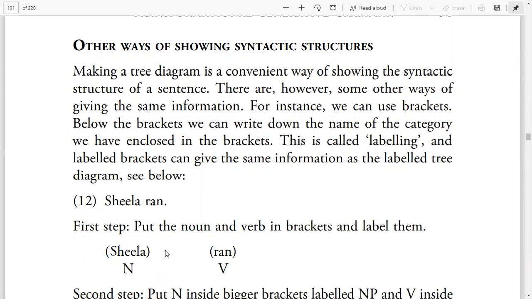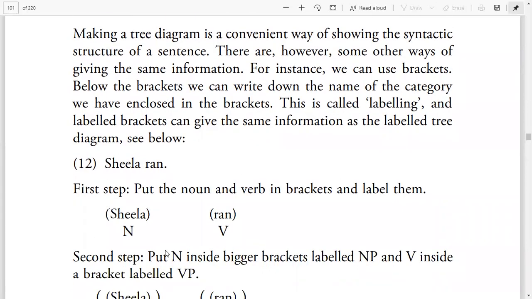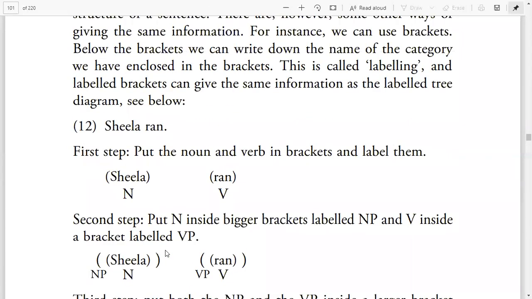But when sentences change into more complex ones, with a number of subjects and objects, then it becomes very difficult to label each and everything with the help of brackets. It becomes more confusing. Let's look here.